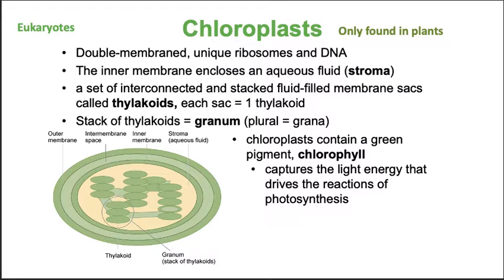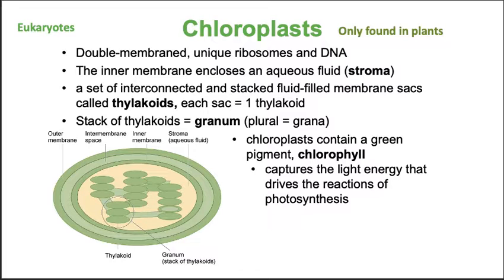Chloroplasts are only found in plants, right? They are double-membraned organelles. So we saw mitochondria, we saw nuclei, and now you're seeing chloroplasts, examples of organelles that have two membranes instead of a single membrane. And the inner membrane of the chloroplast encloses the aqueous fluid of the chloroplast called the stroma.